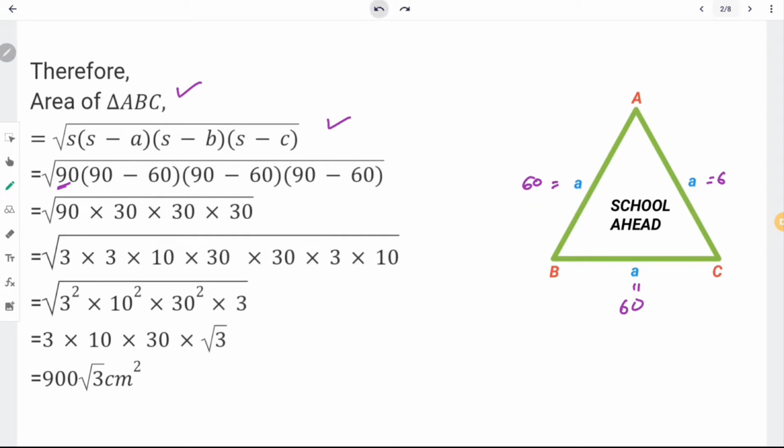Now because it is under root, we'll try to find squares, right? So this 90 can be written as 3 into 3 into 10. 3 nines, 9 tens are 90, right? Then we can leave this 30 into 30 because we already know that we're trying to find it in terms of squares, right? And this 30 can be written as 3 into 10. So you can say 3 square, and 10 and 10, 10 square, 30 into 30, 30 square, and this 3 will be by itself. All right, since these are squares, they will all come out, and then this 3 will still be under the root. Multiply 3 tens 30, 30 into 30, we're going to get 900 root 3 centimeters square, which is the area of this equilateral triangle.